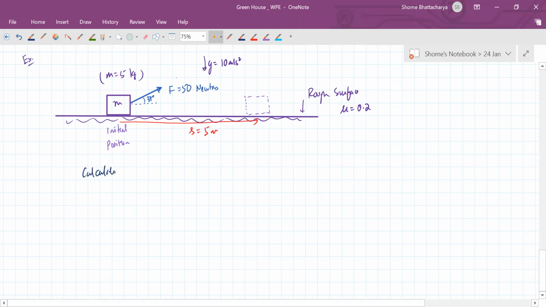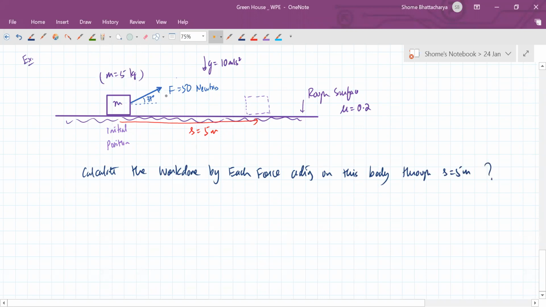Calculate the work done by each of the forces acting on this body through S equal to 5 meter displacement. First of all, you have to understand this, not just this external force F, there are other forces also. So what are those forces? What are their directions and magnitudes? You have to determine that. Then for each of the forces, you have to calculate the work done. Just try this out.